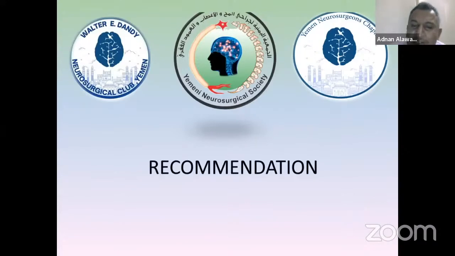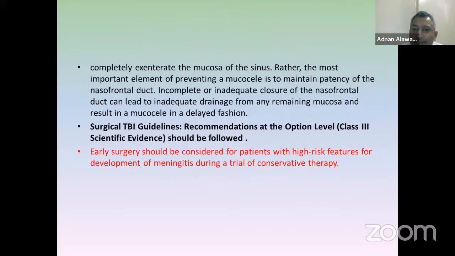But our recommendation? First of all, the complete mucosa of the sinus should be removed to prevent further reaccumulation of the mucus secreted by the remnant of the mucosa in the sinus, which may cause another mucocele in a delayed fashion. For the surgical indication, the traumatic brain injury guidelines should be followed, as level 1 class 3 scientific evidence.